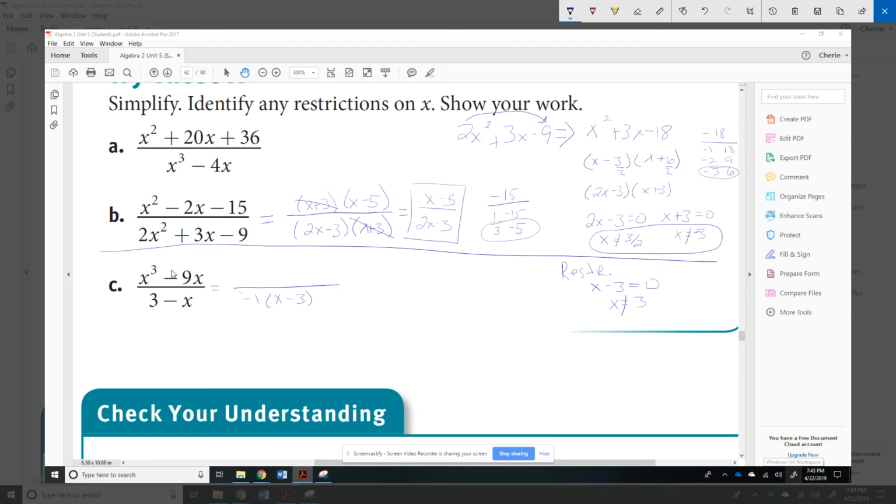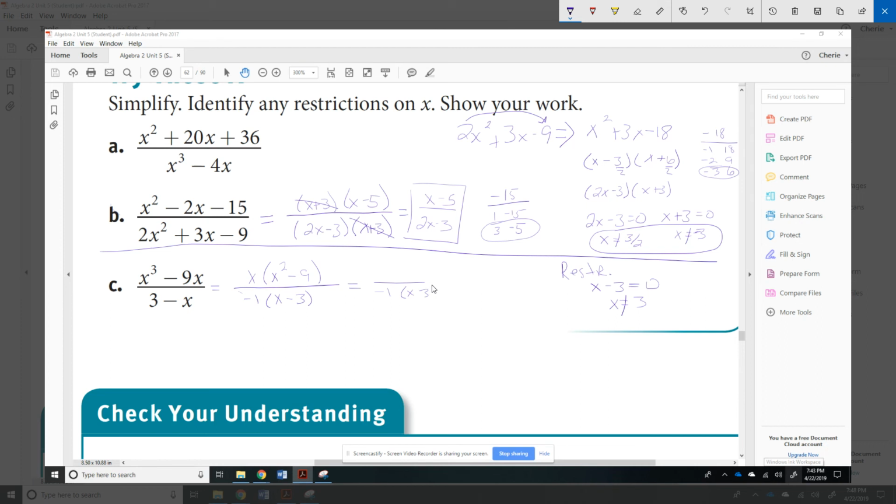Now let's factor the top. It's just a binomial. It's not the difference of two squares. It looks like it does have a GCF. This term has an x, this term has an x. So I'm going to factor out the x. And that's going to leave me x squared minus 9. Okay, that's going to factor again.